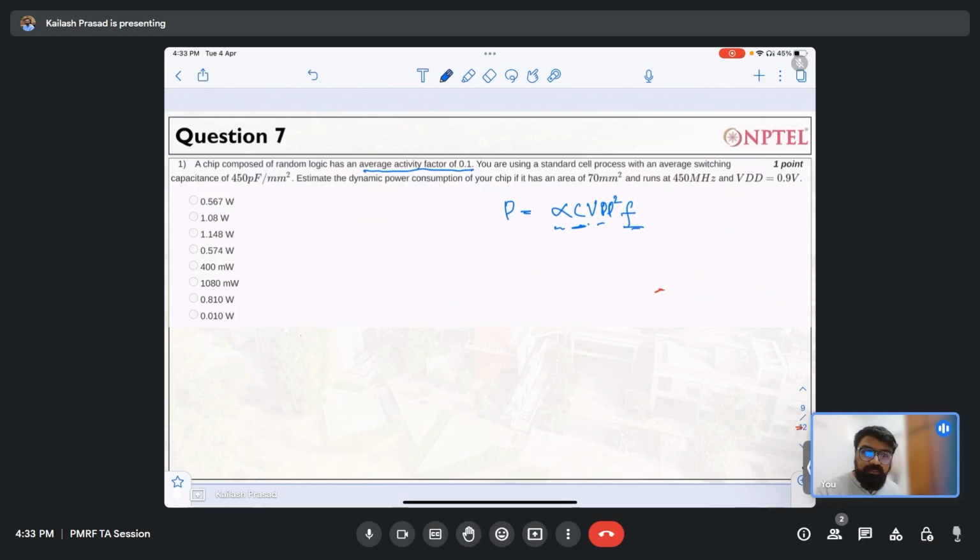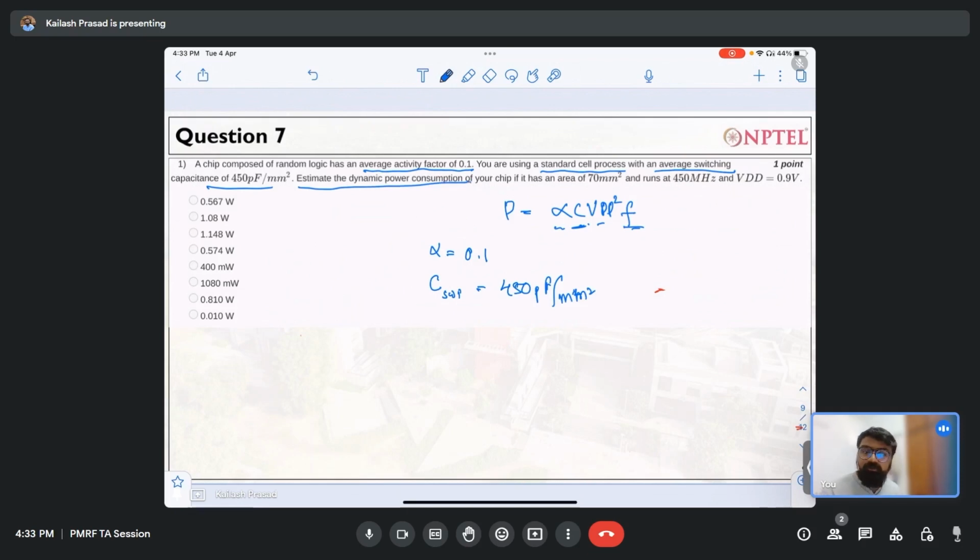So in the question, it has been given that our alpha is equal to 0.1. The other thing given is that you are using a standard cell process with an average switching capacitance of 450 picofarad per millimeter square. Okay, so C switching, that is average, is 450 picofarad per millimeter square. Now the question here is to estimate the dynamic power consumption, right?